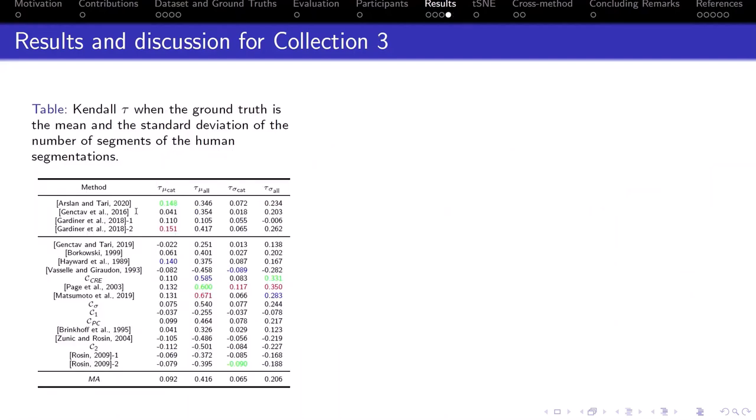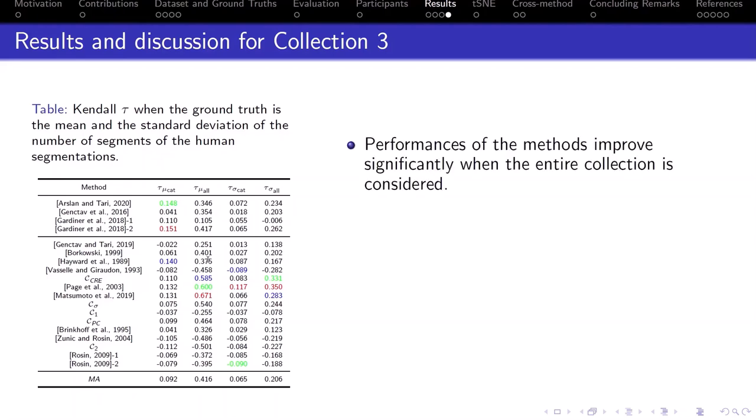And results and discussion for collection 3. Here again we have a similar table acquired by average Kendall tau scores, and mu stands for the mean considerations and sigma stands for the standard deviation considerations. Remember, we had 2 ground truths here, and as you can see, scores are pretty low when category-wise scores are considered, and when we consider all of the shapes we get higher scores, but still it is nowhere close to the other scores that we have obtained so far.